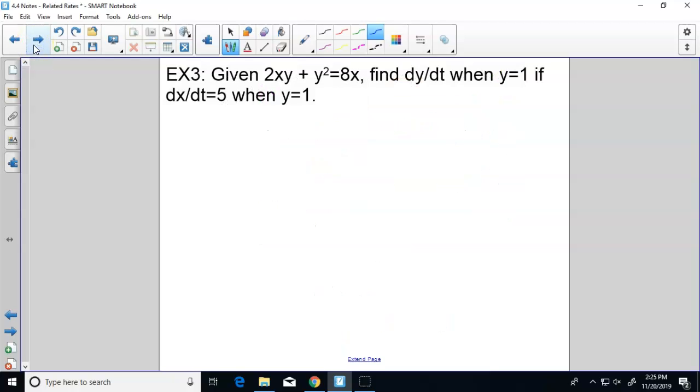Okay, here's our next one. Our equation's much more complicated on this one: 2xy plus y squared equals 8x. But our process is the same. We take our equation, we find the derivative.